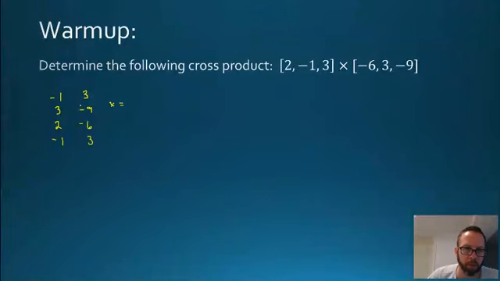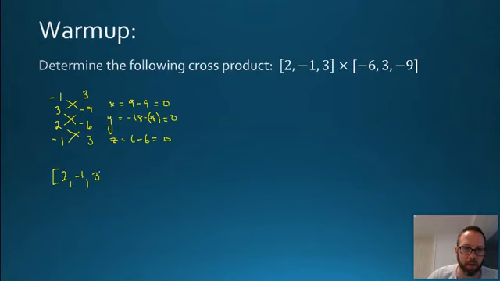And then we do this cross multiplication. So 9 minus 9, I get 0. Negative 18, subtract negative 18, also gives me a 0. And look at this, 6 subtract 6, you get 0 as well. So evidently the cross product between 2, negative 1, 3, and negative 6, 3, minus 9 is the 0 vector, 0, 0, 0.